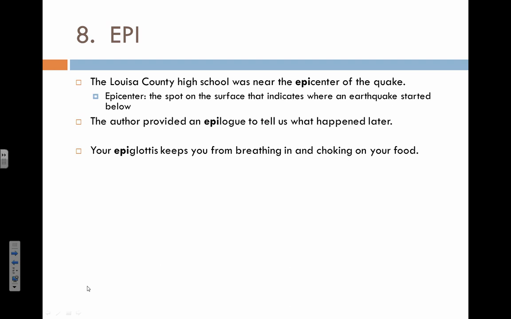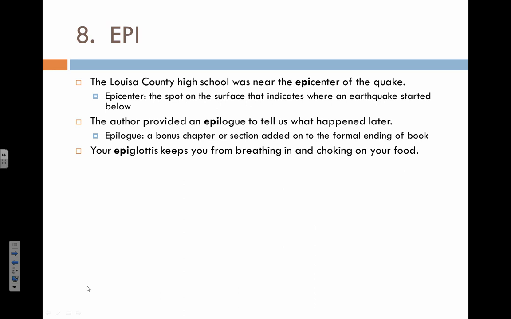Let's look at the definitions and see what they have in common. Epicenter. An epicenter of an earthquake is a spot on the surface that indicates where the earthquake or the rupture started below the earth. So it's on top of the soil or on top of the map that indicates where the rupture happened below. An epilogue is a bonus chapter or a section added on to the formal ending of a book. It usually tells you what happened later, if the author thinks readers would want to know. A good example of this is if you've read the Harry Potter book, at the end there's an epilogue that shows Harry and Hermione and Ron as adults.